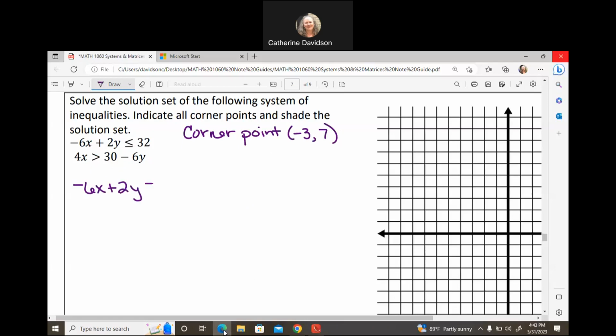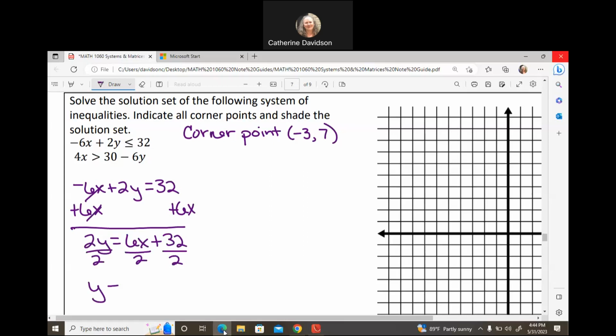So we're going to do the same thing we did before. I want to set up as an equation and solve for y. I'm going to start by moving my 6x here. If you want to put 32 plus 6x, that's fine. I just prefer the x up front. Divide each one through by 2. So y equals 3x, and 32 divided by 2, I believe, is 16.